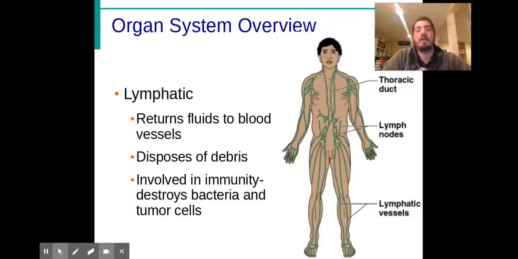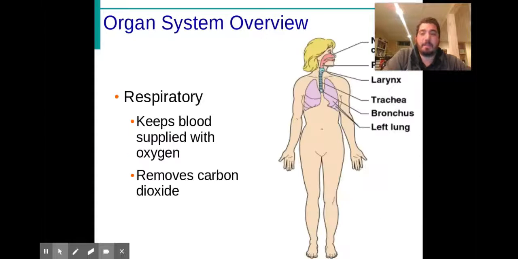Okay, our next one, similar to our cardiovascular system, is the lymphatic system. And this has to do with fluid in our body. It returns fluid to the blood vessels. It helps us with our immunity. It gets rid of debris. It really helps us maintain our health and keeps things from getting bad in us and growing and causing sickness and illness, and really with that fluid retention. So that's your lymphatic system.